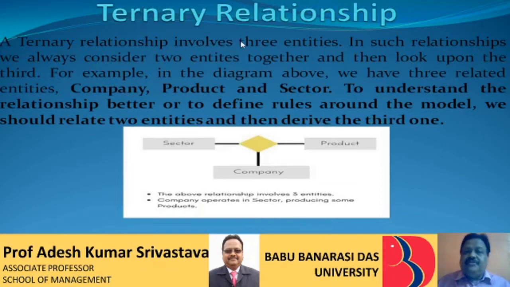A ternary relationship involves three entities. In such relationships, we always consider two entities together and then look upon the third. For example, in the diagram above, we have three related entities, that is company, product, and sector. To understand the relationship better or to define rules around the model, we should relate two entities and then derive the third one. So as you are seeing in the diagram, there is a sector, one entity, product, another entity, and company is another entity.